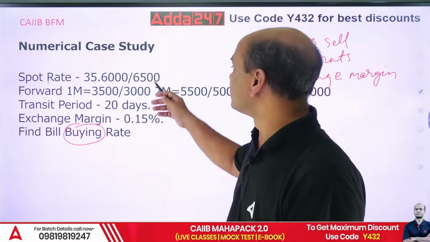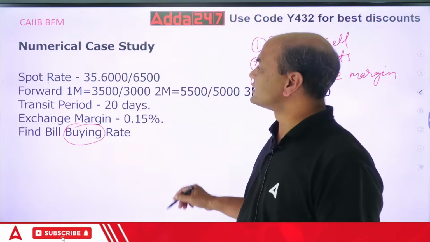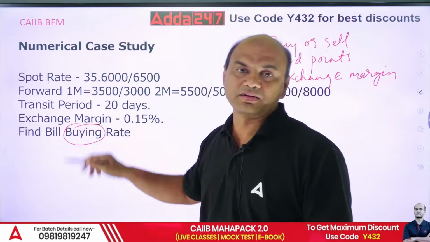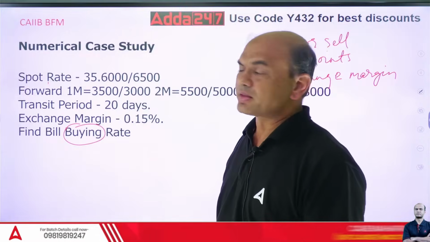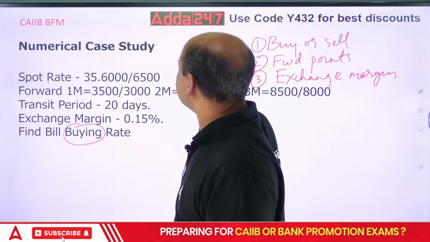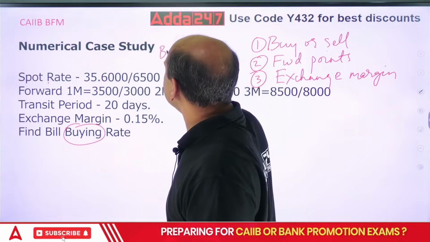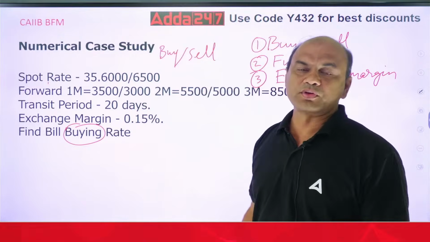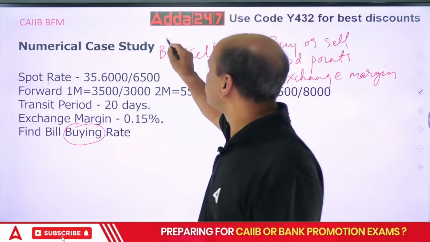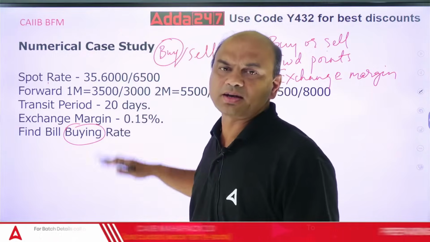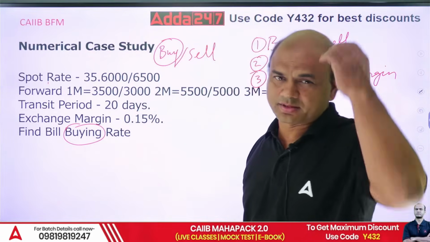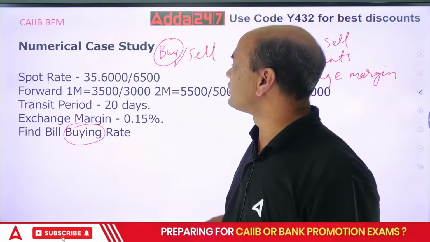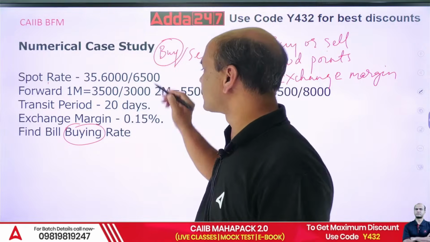Now, what is this currency? See, spot is given as 35.6000, 6500 and you want to find out buying. So buying means which one? Kindly note, always on the left side, this is buy and this is sell. Always remember this. So if you have to do buy, you should always focus on the left side. All the left side rates you will be taking. So spot rate, what will you take? 35.60. This is your spot rate.